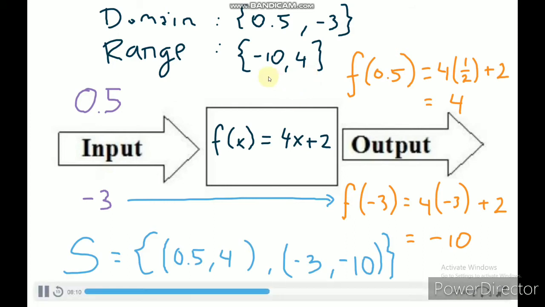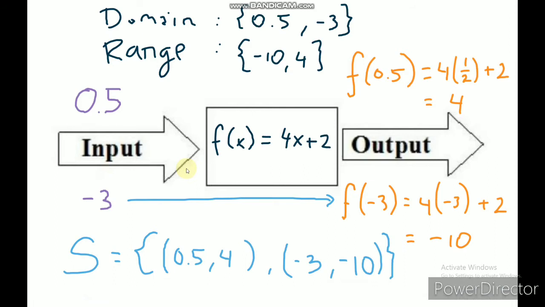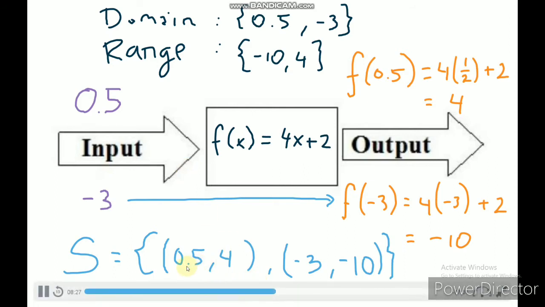The solution sets for all of this: if I'm only using 2 raw materials, 2 inputs, or 2 values of x, therefore I only have 2 solutions, which is 2 ordered pairs, x and y. So you need to combine the x value with its pair, the y value: 0.5 with 4, -3 with -10.